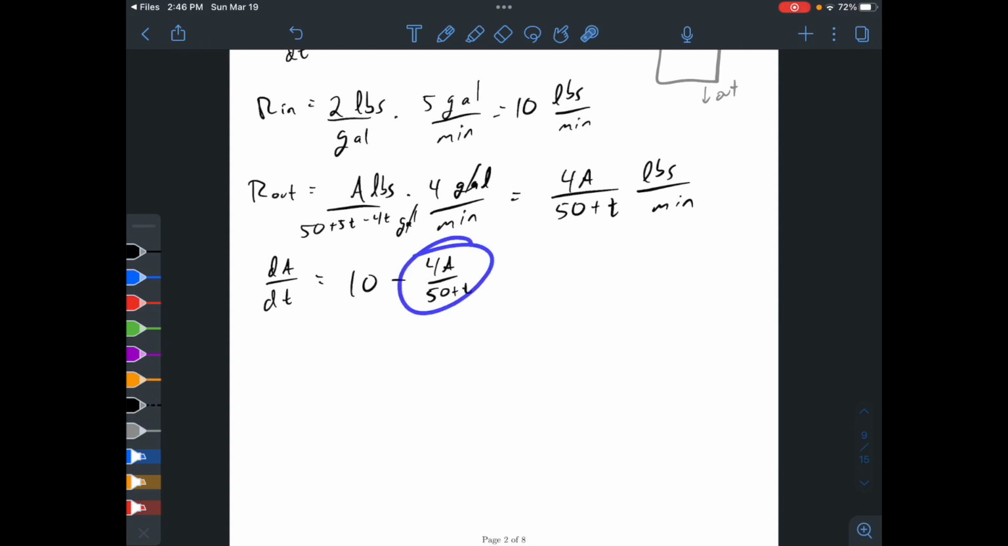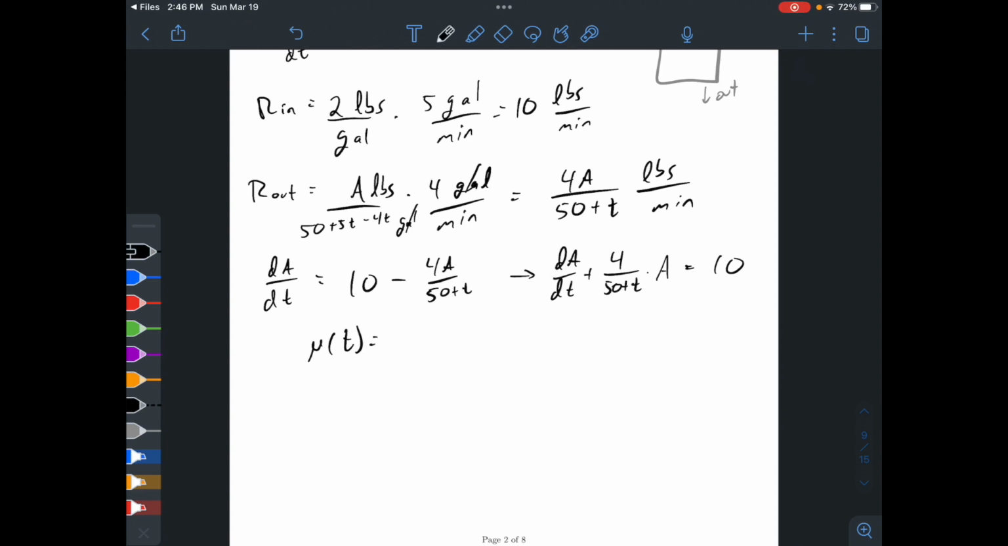So I'm going to add this to the left-hand side, and I'm going to get dA/dt plus 4 over 50 plus t times A is equal to 10. And I'm writing it like this so that I can say, I have A prime plus something times A, and then it is equal to something, right? So this is clearly linear in this case. This is also normalized, right? There's nothing in front of dA/dt. So I can just do the integrating factor method.